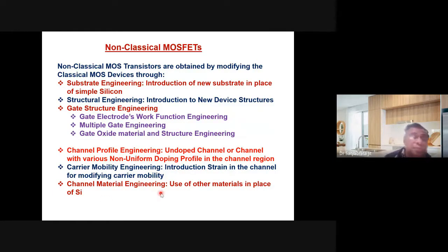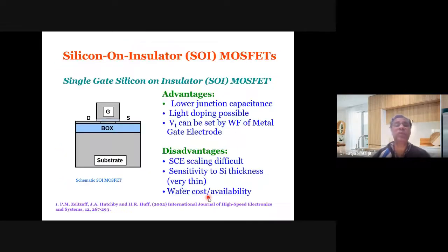And channel material engineering: instead of silicon, we can use many other materials, like gallium arsenide, III-V compounds, germanium, and many other structures. So these are the different modifications that can be made to give some new features to MOSFET transistors. Now we'll consider some of the structures.